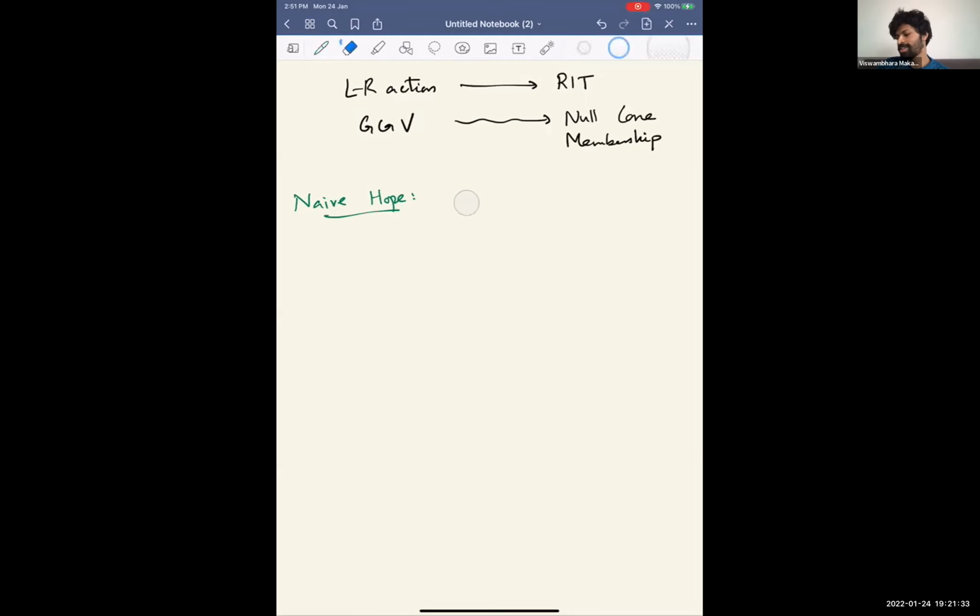would be, or maybe let's not even put it as naive hope, let's put it as: better degree bounds imply faster algorithms, even without telling you whether it's polynomial, exponential, whatever it may be, for what I'm going to call null cone membership. So that's the naive hope.